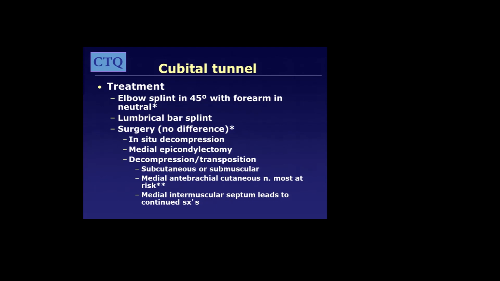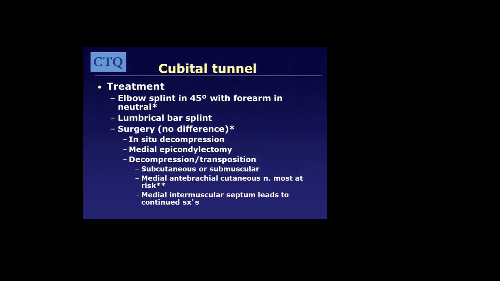Initial treatment of cubital tunnel syndrome is by splinting the elbow in a position of mid-flexion. 45 degrees with the forearm in neutral rotation decreases the pressure in the cubital tunnel most optimally. A lumbrical block splint can be used if there is significant intrinsic weakness with clawing. There's been shown to be no difference in outcomes in the various surgical treatment types, including decompression, medial epicondylectomy, and transposition.